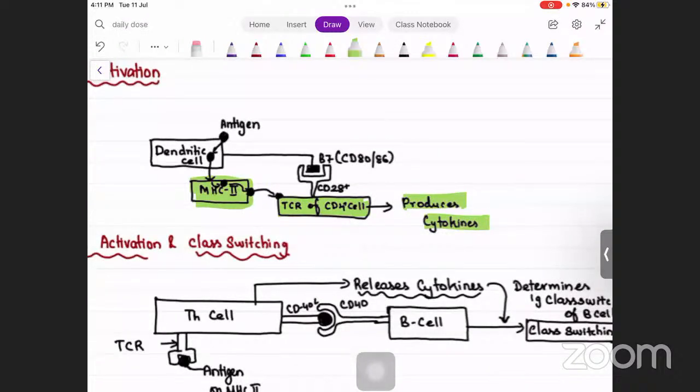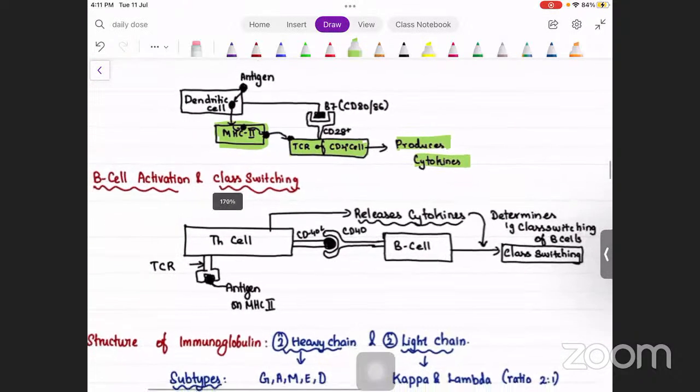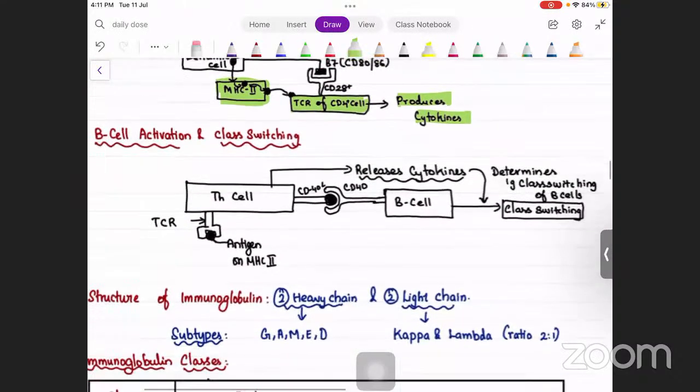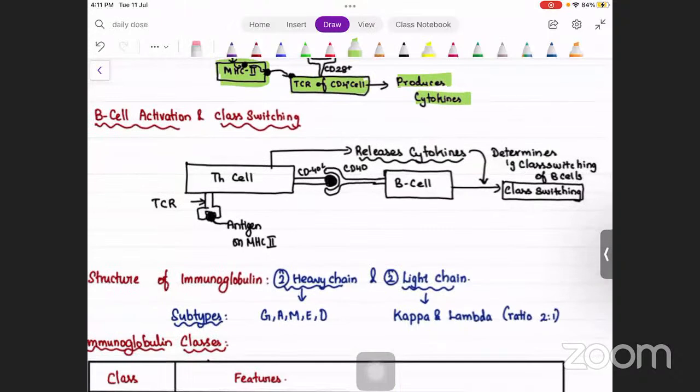The dendritic cells contain B7, which is CD80 or CD86, and its ligand on the T cell is CD28. Whenever the antigen binds, it will be transported to MHC 2. MHC 2 binds with the T cell receptor of the CD4 cell, and then it produces cytokines. Similarly, for a B cell, we have a T helper cell, which contains the T cell receptor.